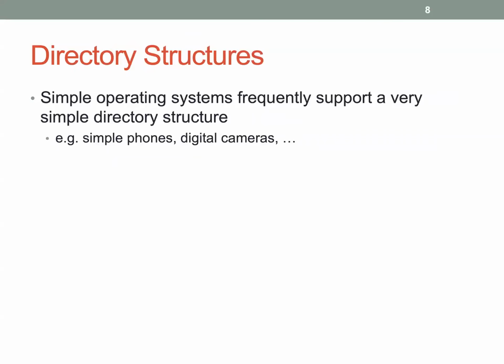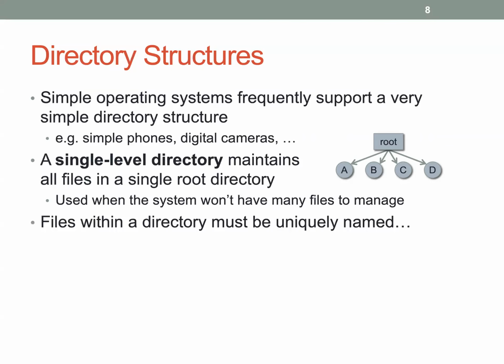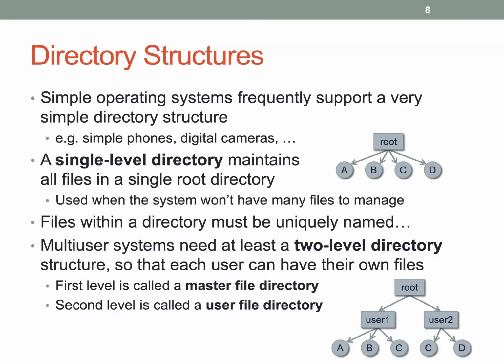A few examples, you'll have simple operating systems that support maybe just a single level or a two-level file system structure. And so you'll have, for example, a single level directory where the root just contains files. It can't contain any subdirectories. This is how Pintos starts out. Files within the directory must be uniquely named.